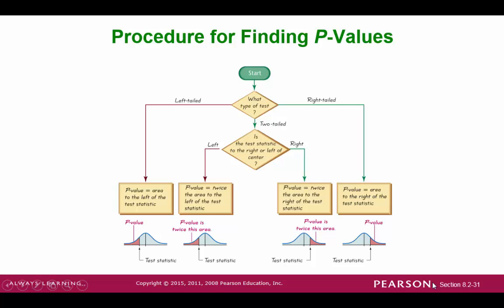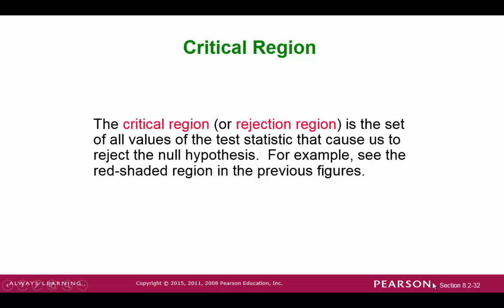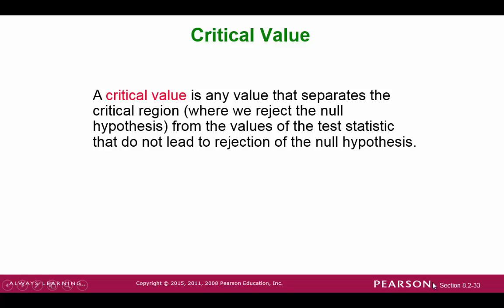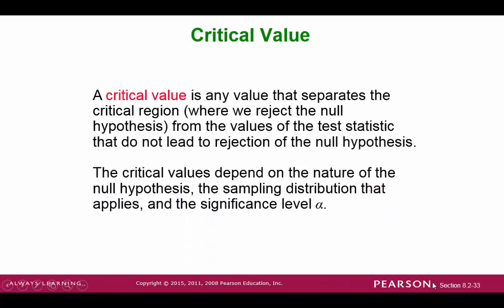Here's a little flow chart of finding the p-values, but we can skip over that. The critical region is the part of the graph that would cause you to reject the null hypothesis if your test statistic would be in there. The critical value is a value that separates the critical region, where you would reject the null hypothesis, from the other region. And the critical value depends on the nature of the null hypothesis.